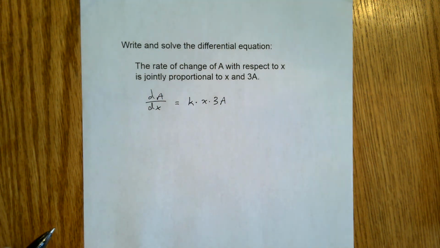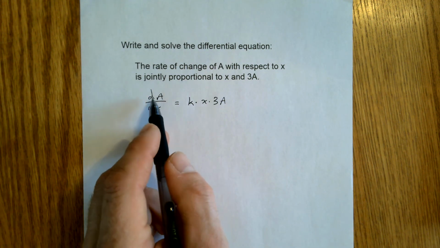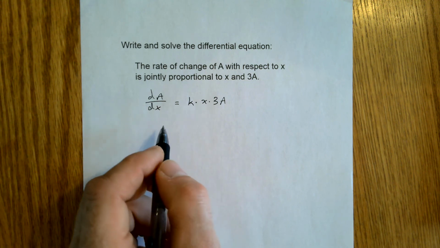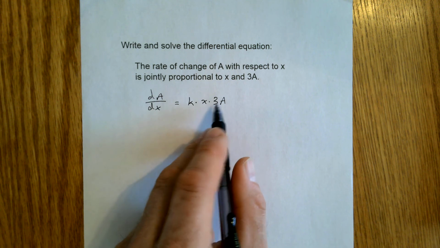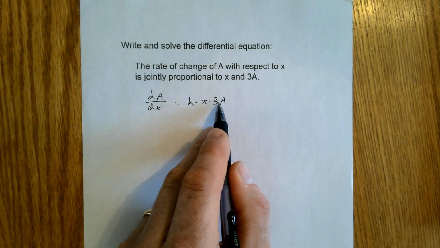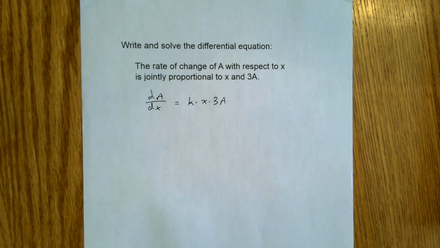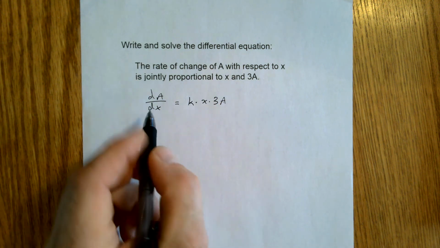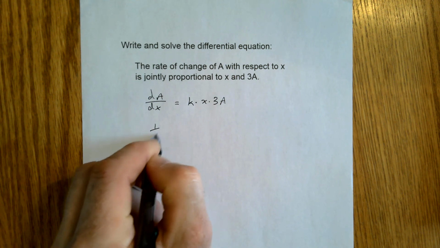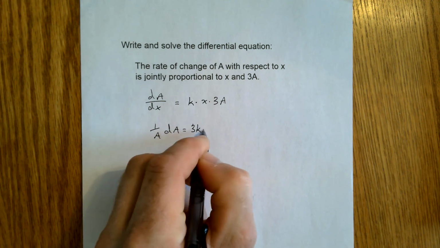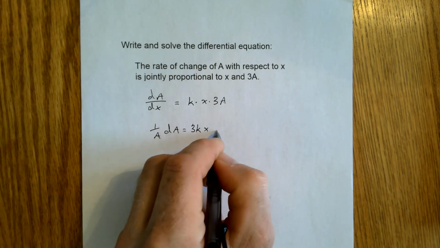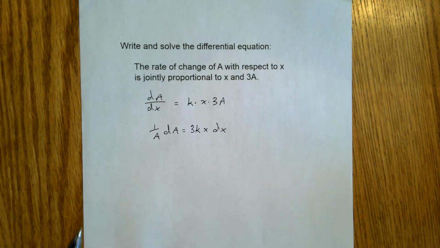So how do we solve that? Well, the first thing we have to do is get our a's and our x's on the same side. So I'm going to multiply my dx over and divide by, I could divide by 3a, or I could just divide by a. Personally, I would just divide by a. So we get 1 over a dA equals 3x times k dx.